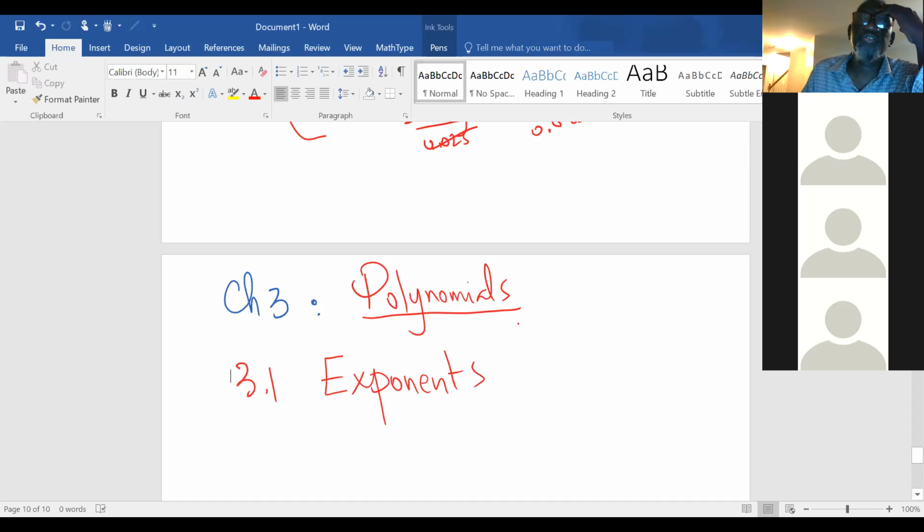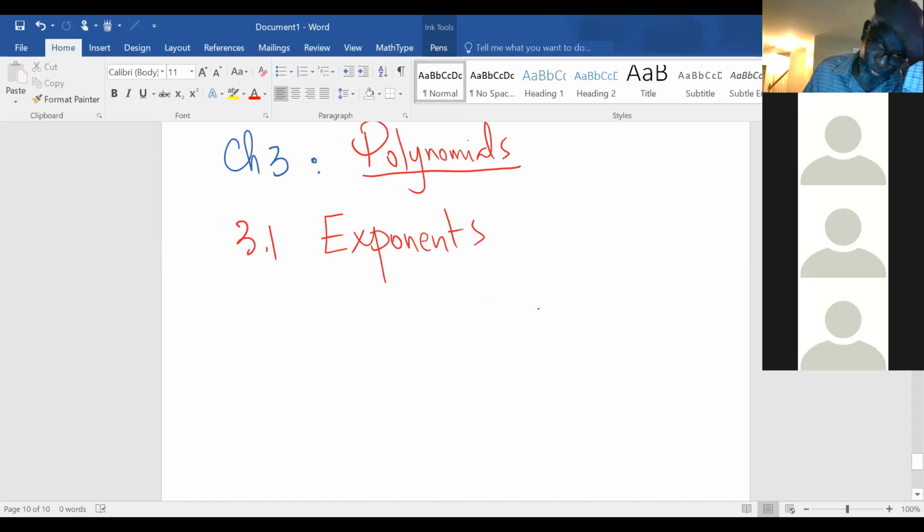What are the rules on the exponents? What are the rules, right? So all of you know, if you say a cubed, exponent 3, all of you know it is what? A times A times A. How many times? 3 times, right?